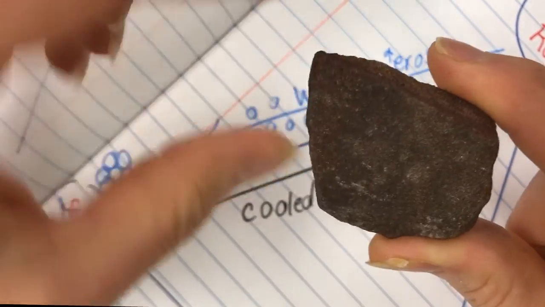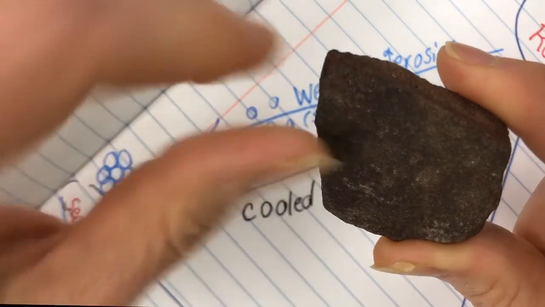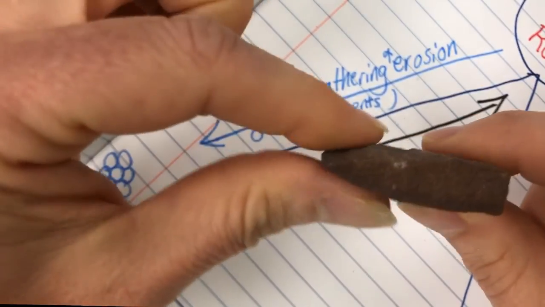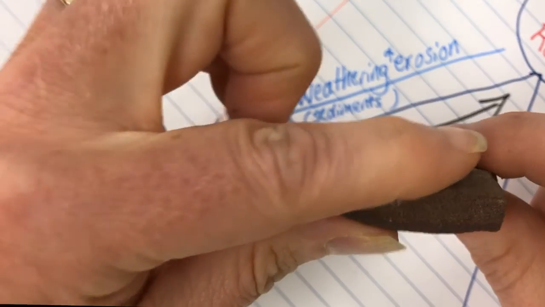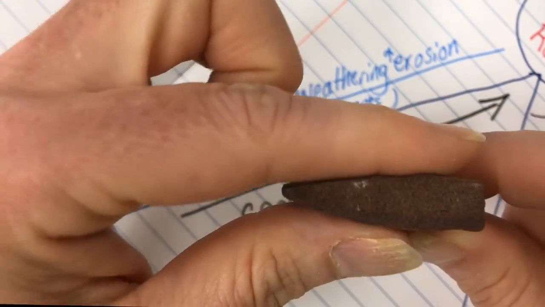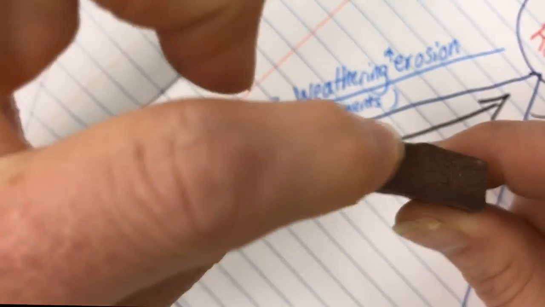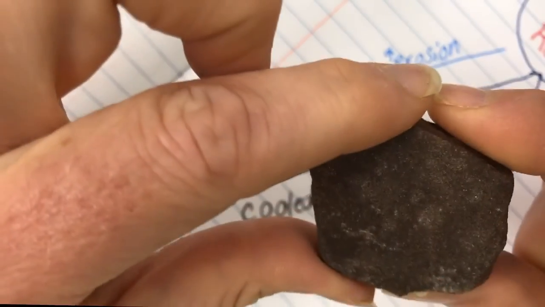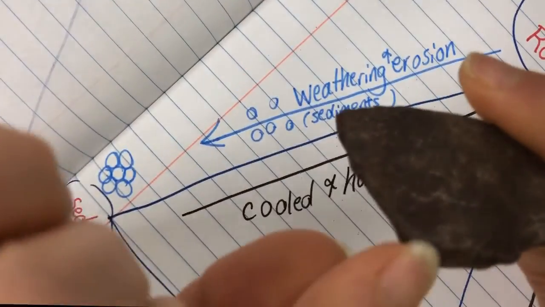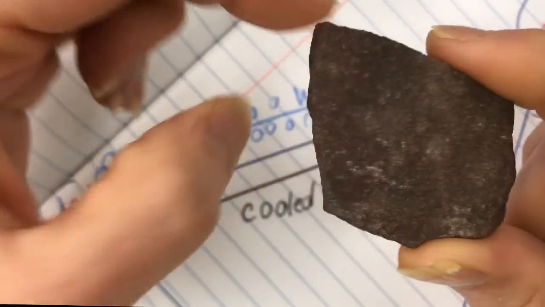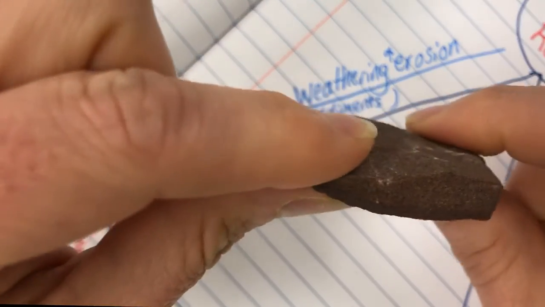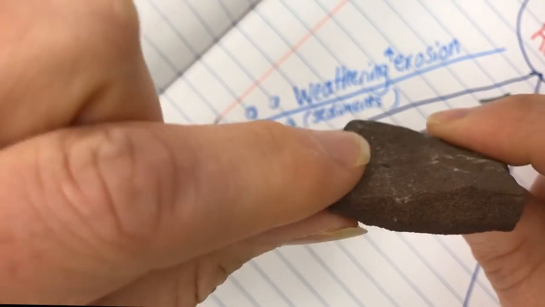If we weren't in the middle of the pandemic and we were in the classroom, I would then pass this around so you could feel it. It actually feels like sandpaper. You can feel that sand in sandstone. Okay, it's sediment. The sand is sediment, cemented together to make a new rock called sedimentary rock.